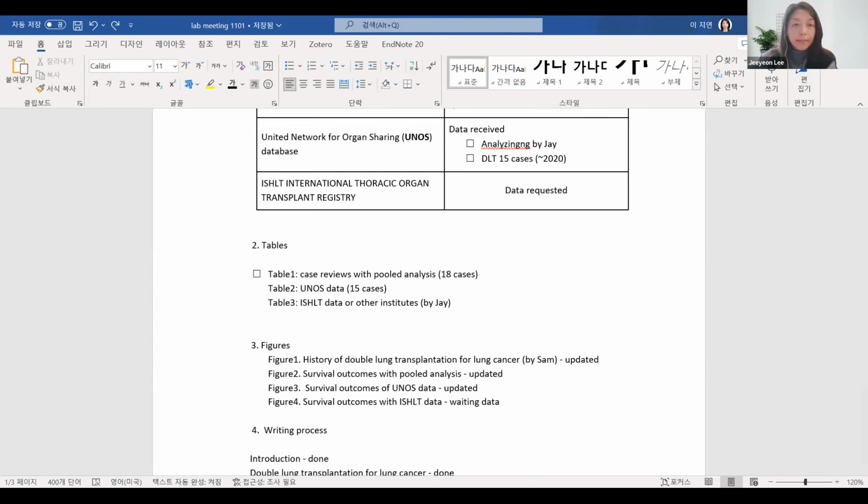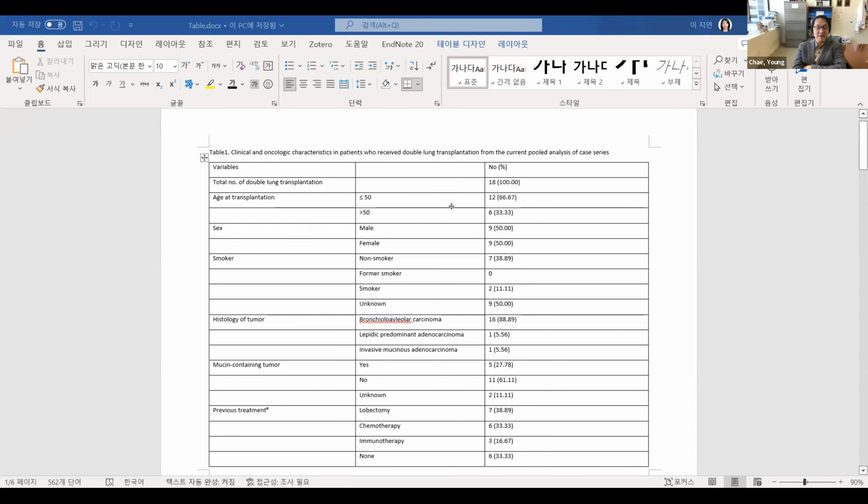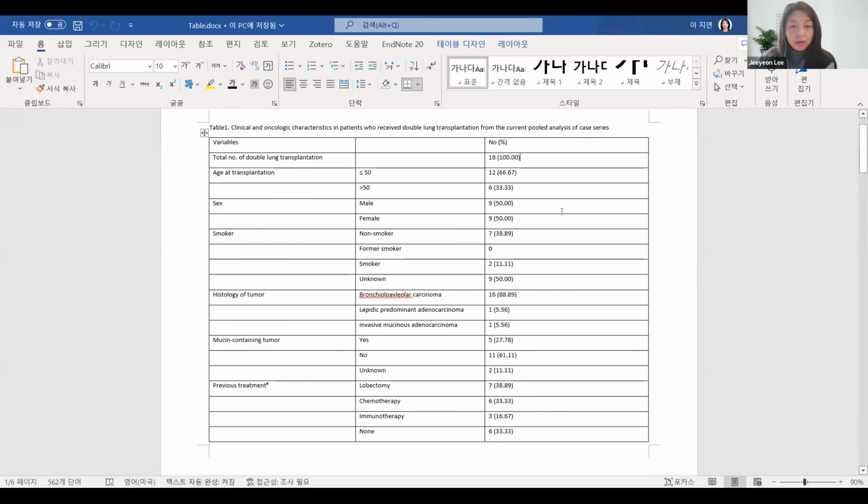Sorry, I can't see table 1. Oh, okay. Sorry. When I change it, it stops. Okay. Can you see now? Yeah. So this is table 1 with the case series. It was totally 18. And because the mean age was 48, I decided to divide it based on age of 50. Makes sense?